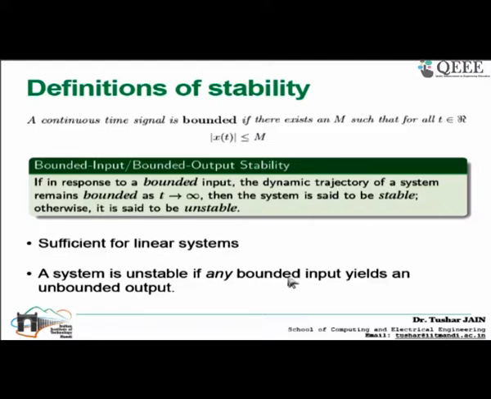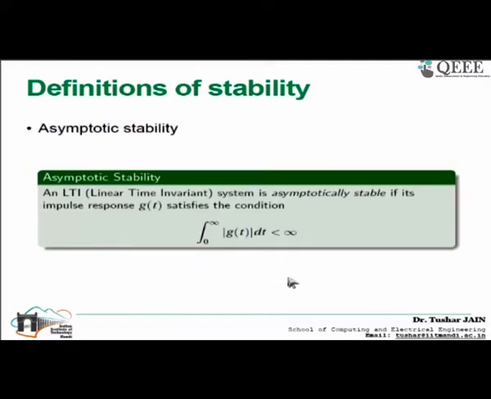Now it says a system is unstable if any bounded input yields unbounded output. It just speaks about the boundedness on the input and output. Asymptotic stability for the linear systems, which you can also visualize from the second definition when we define in the sense of Lyapunov, an LTI, a linear time invariant system.